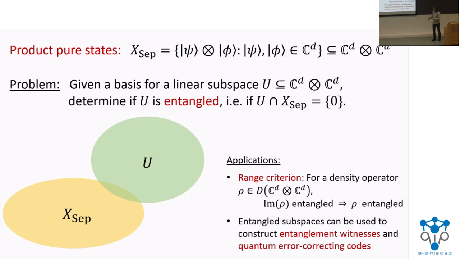This has a few different applications. First, the range criterion. If you're given a density operator rho on C^d ⊗ C^d, and you look at its image, this is a linear subspace of C^d ⊗ C^d. If that subspace is entangled, if it has no product vectors in it, it turns out that rho is also entangled. So this gives you a sufficient condition for verifying that a mixed state is entangled. Entangled subspaces can also be used to construct entanglement witnesses and quantum error correcting codes.